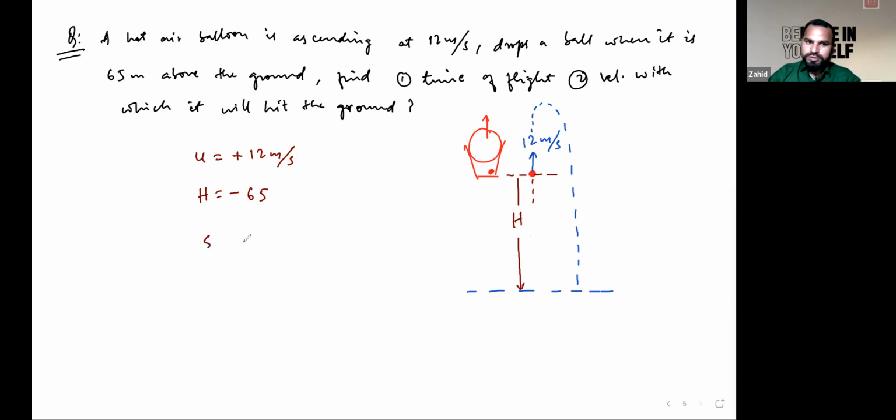So using the second equation of motion, that is S equals ut plus half at squared, put the value of S as minus 65, u as 12, and a as minus 10. Just solve this quadratic equation and you'll get the time. On solving it, put all of the values in the first equation of motion. You will get the velocity with which it will hit the ground. Is it clear to you all? Yes, sir.